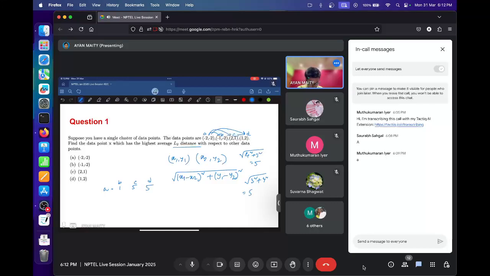So these are the distances from point A to point B, C and D respectively: 1, 5, 5. The average of these three would be (1 plus 5 plus 5) divided by 3. That is the average L2 distance from point A to all the other points. Then you have to do the same process for B, then for C, then for D. And if you calculate all these distances, you will find that the correct answer would be (-2, -2), which is point A. So point A has the highest average L2 distance with respect to all the other data points among these 4 points.